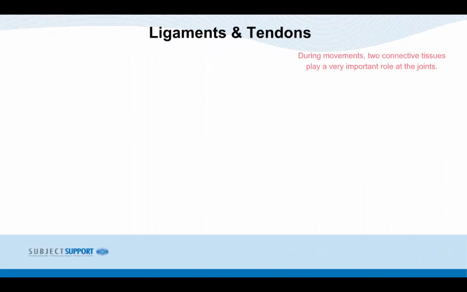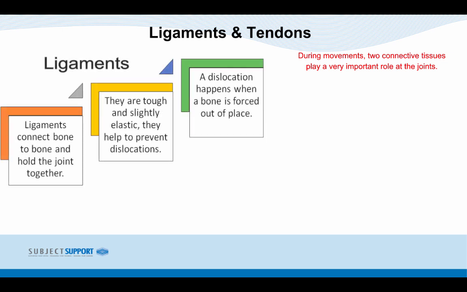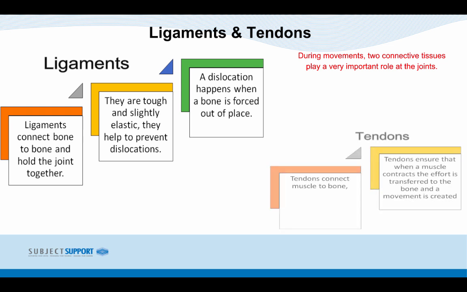Ligaments and tendons. During movements, two connective tissues play a very important role at the joint. Ligaments connect bone to bone and hold the joint together. They are tough and slightly elasticated. They help to prevent dislocations. A dislocation happens when a bone is forced out of place.